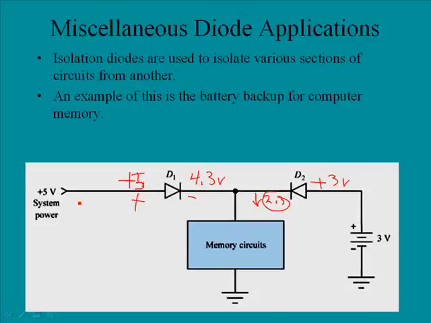Now, in the event that we lose power here, if power is lost, this will drop down to 0 volts, and now suddenly we are below 2.3, and now the backup system diode is able to forward bias, and so now we would be able to supply voltage to keep our memory circuits alive. So this is an example of isolation diodes used to isolate various sections of circuits from one another. The way these are configured, this diode is isolated from action until this one turns off, and then this one suddenly comes into play and keeps our memory from dumping.